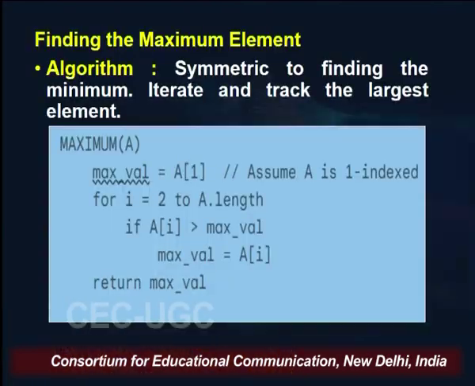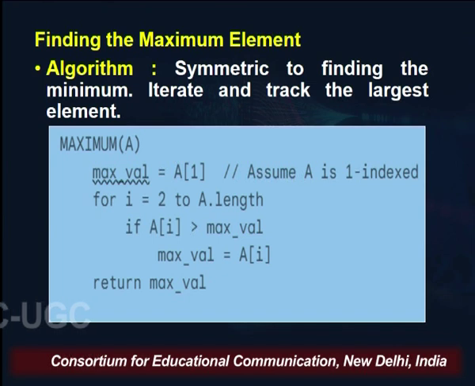Finding the nth order statistic, which is the maximum element, is a problem which runs parallel. Now, this is also symmetric to finding the minimum. We will iterate through the array and track the largest element, so here we are keeping track of the largest element instead of the minimum element. So, for the maximum element, again for a 1 indexed array, the max value is equal to A of 1.